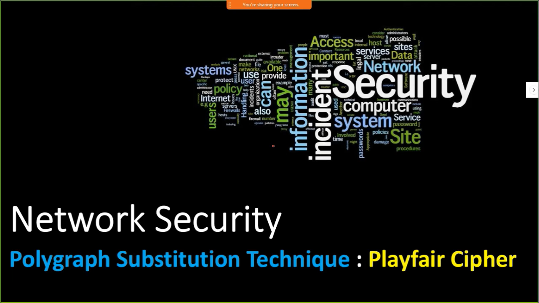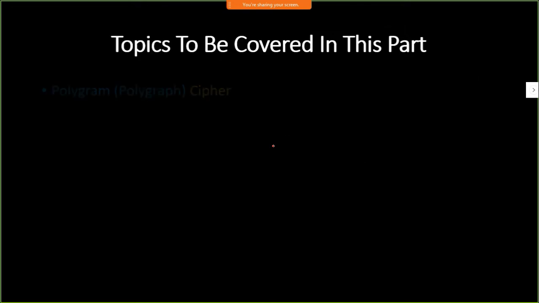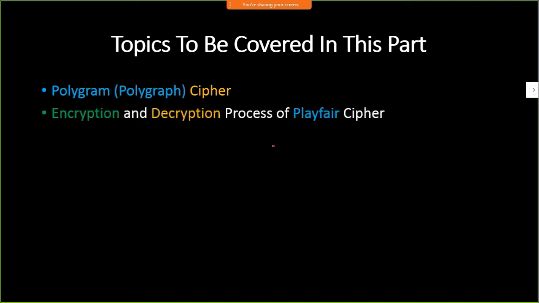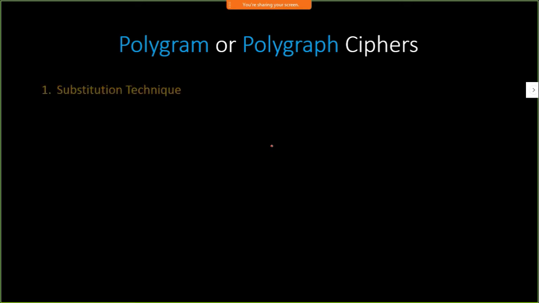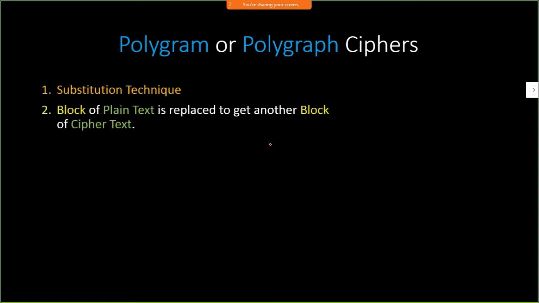Okay. So another substitution technique is the polygraph substitution technique, which is used in the Playfair cipher. Just note this down. It is another substitution technique, the polygraph substitution technique, that is the Playfair cipher. So what is the polygram or polygraph cipher? That is the Playfair cipher. We will discuss the encryption and decryption process of the Playfair cipher and the problems.